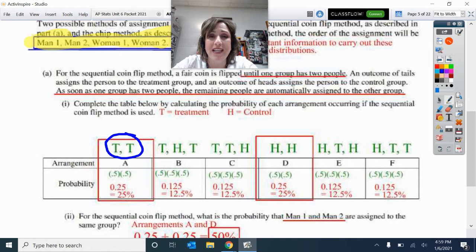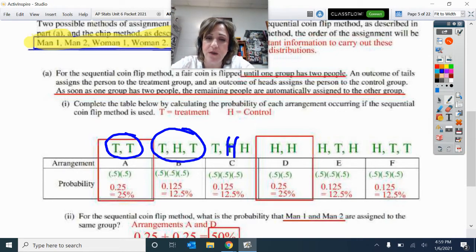In order for arrangement B to happen, I had to get a tails and then a heads and then a tails. And then C was tails, then heads, then heads. But C is still the same probability. And then arrangement D was heads, then heads, tails. So you can see how I came up with those numbers. This is what you needed to fill out that table.